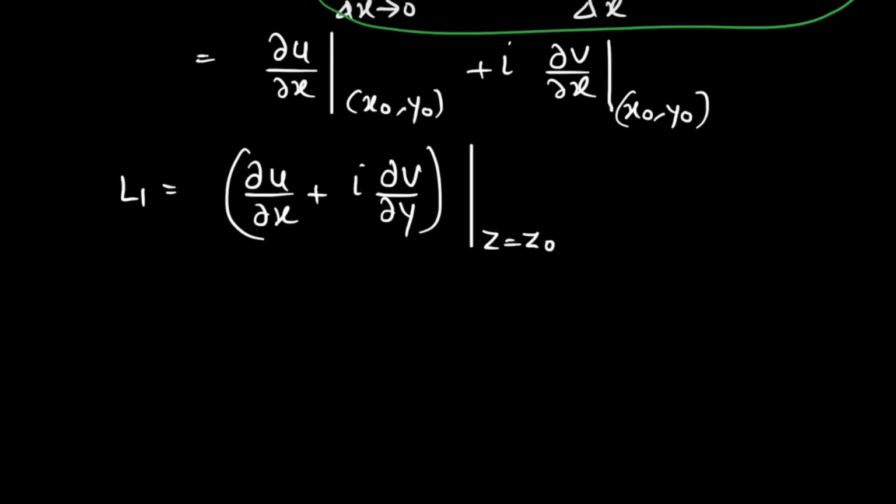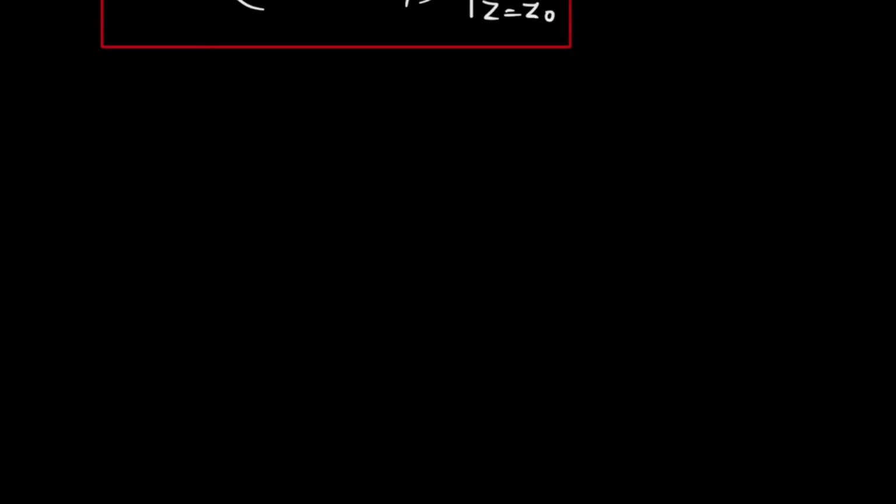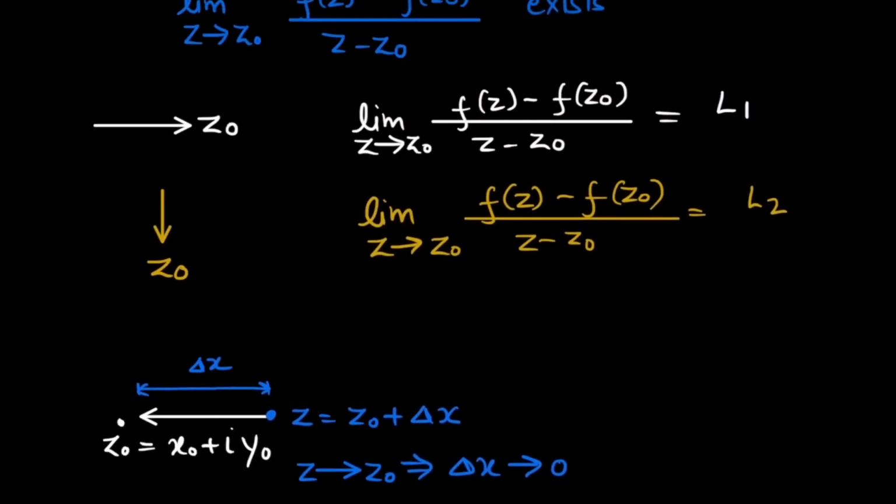Okay, now let's find L2. So for L2 we are approaching vertically towards z naught. Okay, so if this distance is delta y, then this z will be z naught plus iota delta y. Okay, now let's find L2. So L2 is, this is L2.